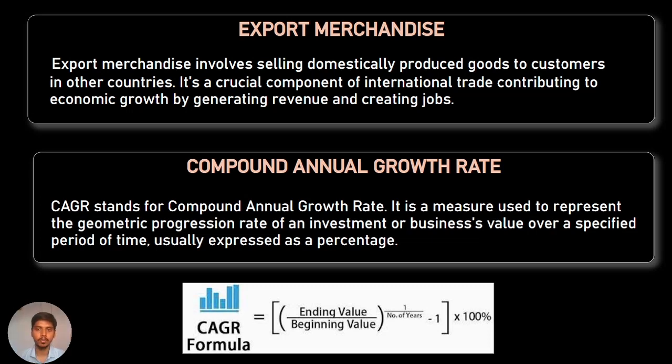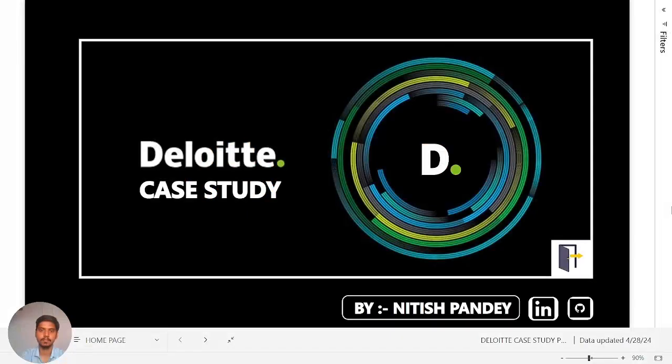Lastly, we have compound annual growth rate. Compound annual growth rate helps us to find out the growth of the country throughout the period. In this particular project, we have taken out the compound annual growth rate of all three economic terms: CPI, export merchandise, and exchange rate. So let's start.